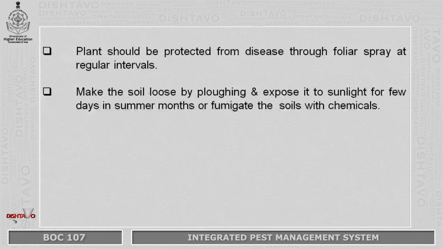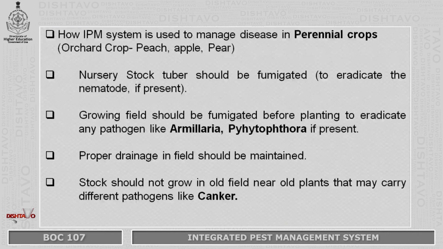the soils with chemicals. Now we will see how this IPM system is used to manage disease in perennial crops, mostly the orchards, fruit orchards. Here, nursery stock tubers should be fumigated to eradicate nematodes if they are present. The growing field should be fumigated before planting to eradicate any pathogen like Armillaria and Phytophthora.